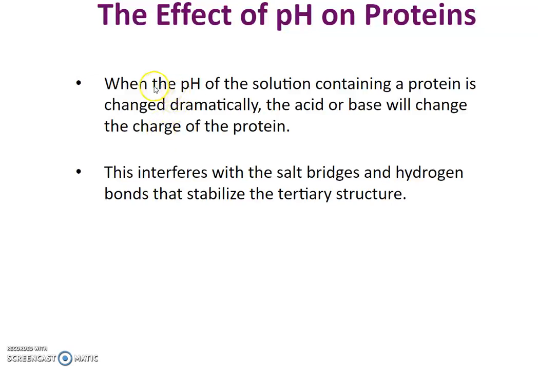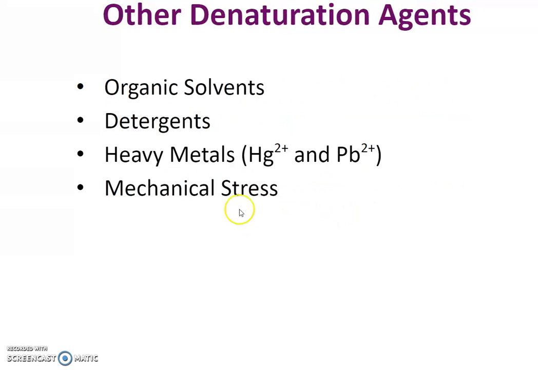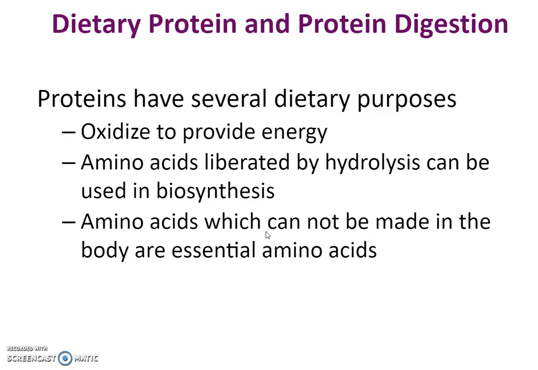You can also do this with pH. When the pH of a solution containing a protein is changed drastically, the acid or base will change the charge of the protein, and that causes big problems with the way that it's functioning or its structure. It interferes with salt bridges and hydrogen bonds that stabilize the tertiary structure, so then the whole thing can fall apart. So these other things like mercury and lead, that's why they're so dangerous. They cause problems with our proteins.